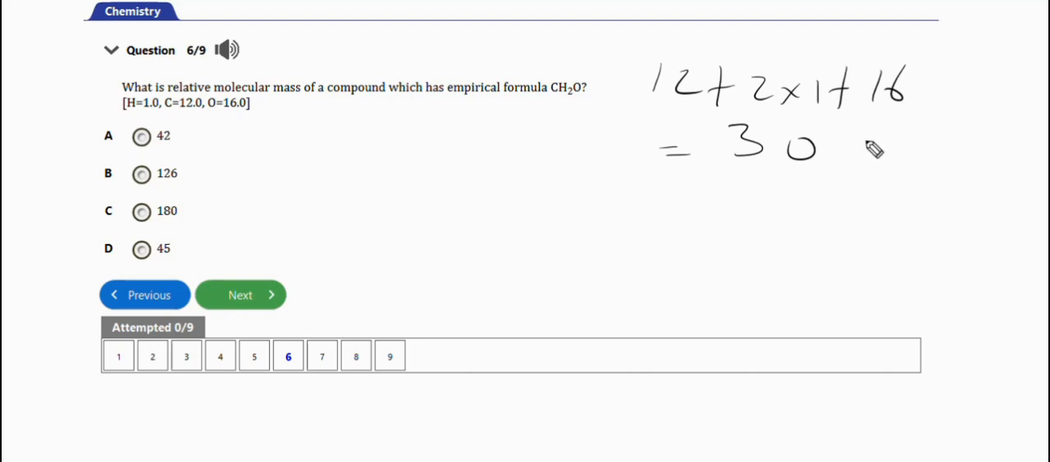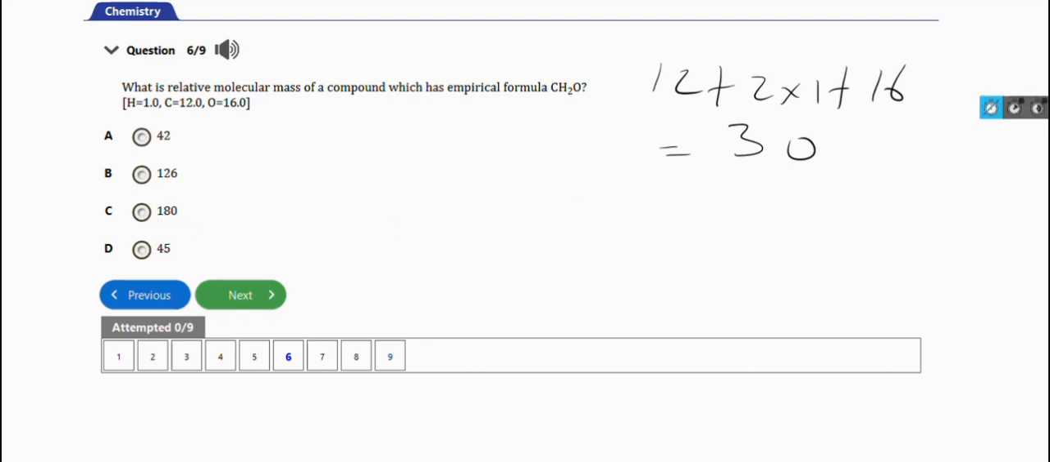Okay, so now that we have this 30, this shows us that the relative molecular mass of a compound which has this empirical formula will be a multiple of 30. So 180 is a multiple of 30. This shows us that the right answer here is option C, since 180 is a multiple of 30. When you multiply 30 by 6, you're going to have 180. Okay, so 180 is the answer to this question.